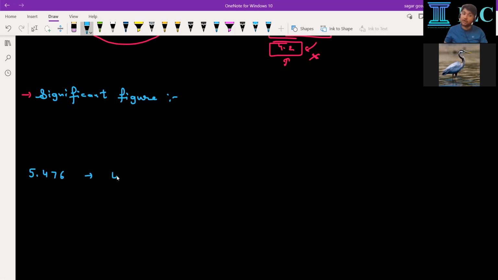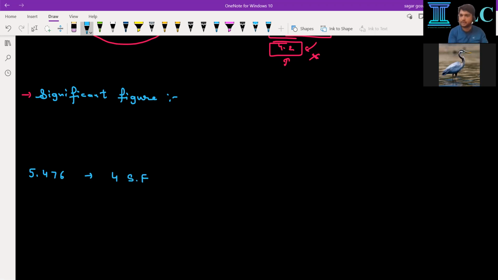All four digits are important, so you will say four significant figures. What if you have something like pi, for example? It never ends. So in that case, we have to convert the next digit.